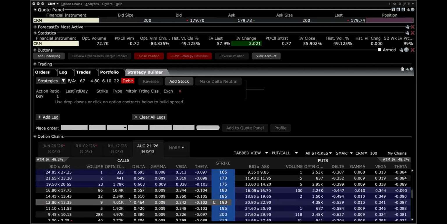It's nice and clean. The IV is low. Looking at the IV here, 48.3% versus the historical volatility of 49%. You're paying lower than average volatility, which is what you want. You don't want to be paying excessive fees. Think about it like buying car insurance, or a better metaphor is hurricane insurance, right?